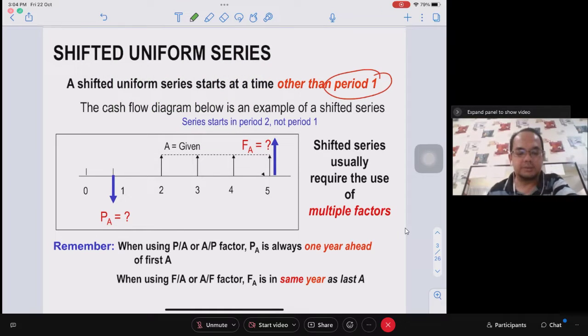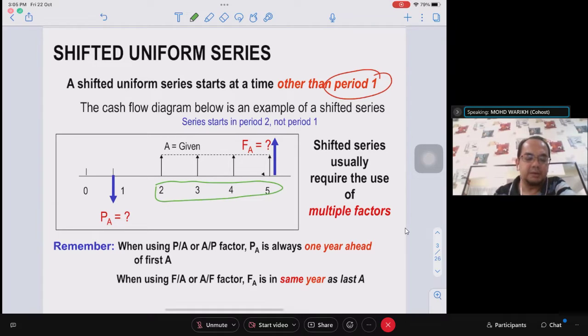You can see here we have an A. A starts from year 2 until year 5, and it's empty at year 1. The location is about the PA or PF. So that means because it is shifted.